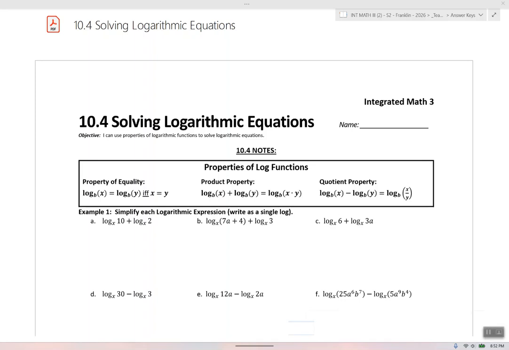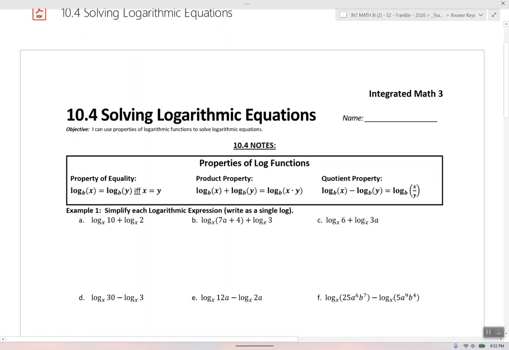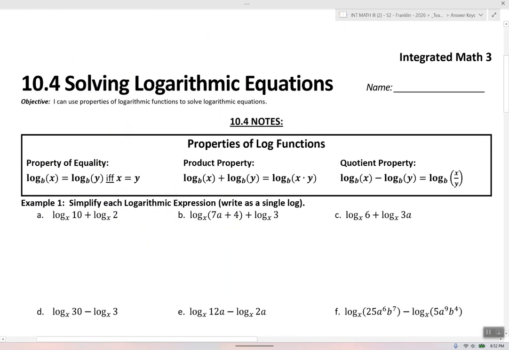Let's look at solving some logarithmic equations. In these equations, we're going to be using three properties of logs to rewrite and solve these equations.